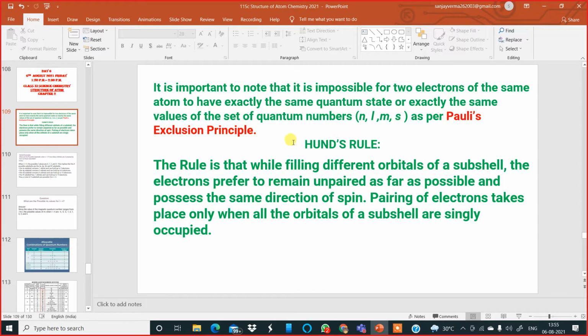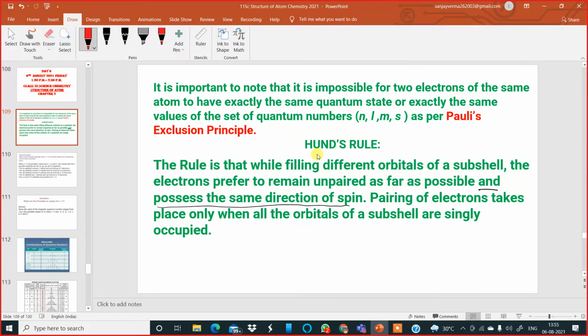Now, after Pauli's exclusion principle, we have Hund's rule. Hund's rule is that while filling different orbitals of a subshell, the electrons prefer to remain unpaired as far as possible and possess the same direction of spin. Pairing of electrons takes place only when all the orbitals of the subshell are singly occupied. Now let me explain Hund's rule.